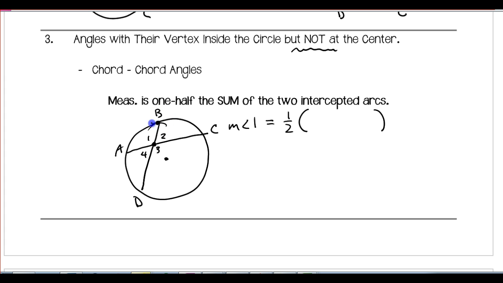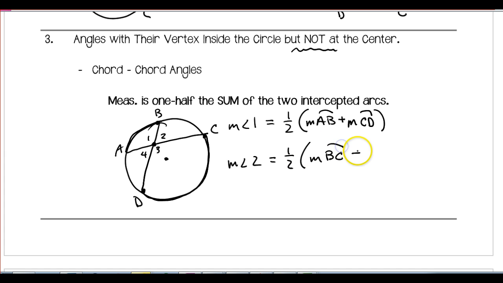So we can see it intercepts an arc over here. And then we have another one, because angle 3 is congruent to that, so this would be for angle 3 also. Arc over there. So it's going to be half the measure of arc AB plus the measure of arc CD. Okay, so those are the two intercepted arcs. This would also be for angle 3 as well. And then if we wanted to look at the measure of angle 2 or angle 4, it would be half the measure of arc BC plus the measure of arc AD. All right, so half the sum if the vertex is inside. So that's case 3. We really have one possibility for case 3.